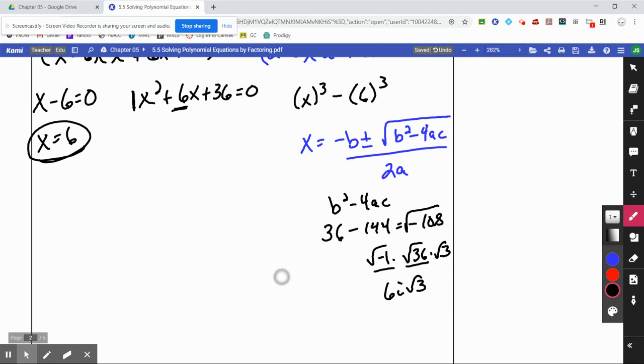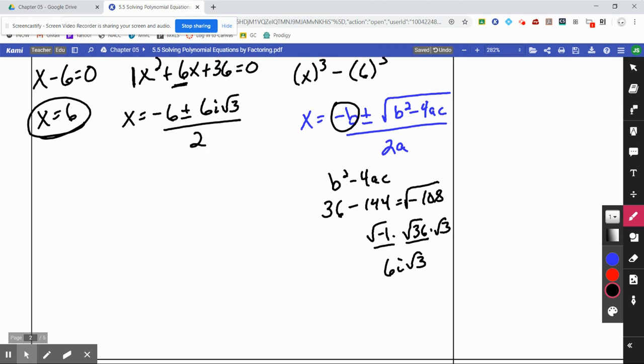So let's go ahead and find your other 2 solutions. X equals negative b, which will be negative 6, plus and minus the radical stuff, 6i root 3, over 2a, which is 2. We can split that. That's going to be x equals negative 6 over 2, which would be a negative 3, plus and minus 6 over 2, which is also going to reduce to 3i root 3.